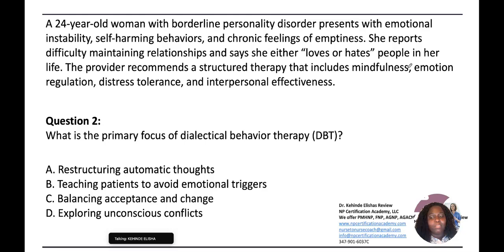A. Restructuring automatic thoughts. B. Teaching patients to avoid emotional triggers. C. Balancing acceptance and change. D. Exploring unconscious conflicts. What do we do? First of all, DBT, when I say DBT, you say what? You say borderline. So think of people that have borderline personality disorders. They are emotionally reactive. So we have to use DBT a lot of times to support them. That's supposed to give you a guide to this answer. So what do you think this answer is?